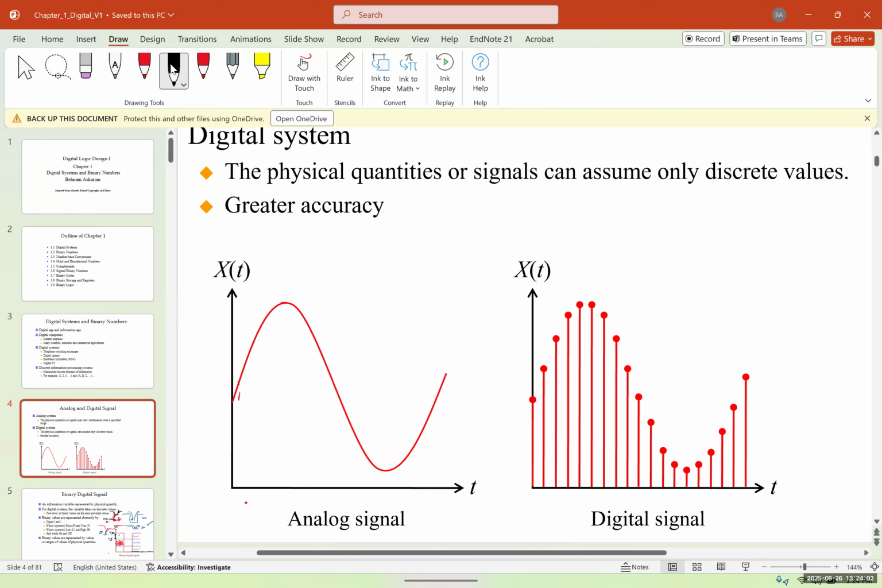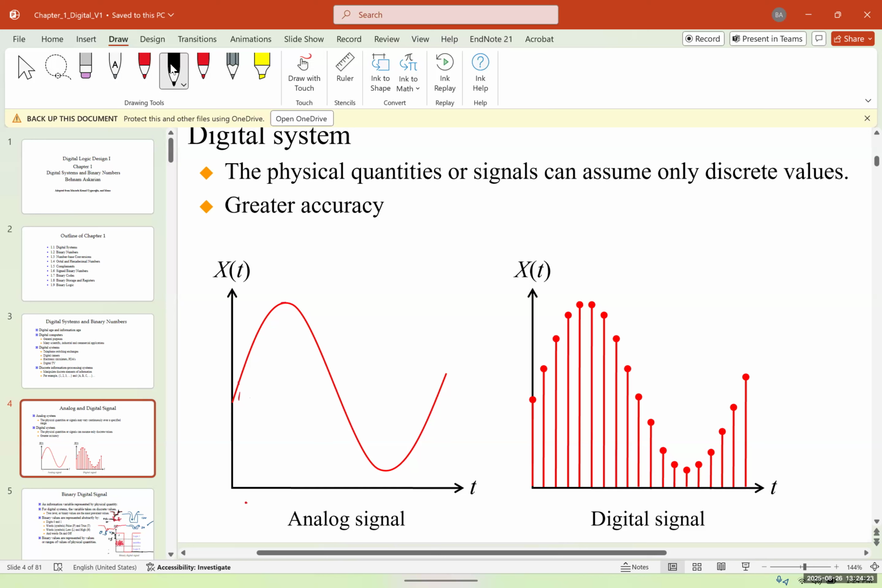Wider range. Yes, so one thing that we can do with digital signals, it's much easier than analog signals, is what we call signal processing, digital signal processing, DSP we call it. So processing a digital signal is much easier than an analog signal.